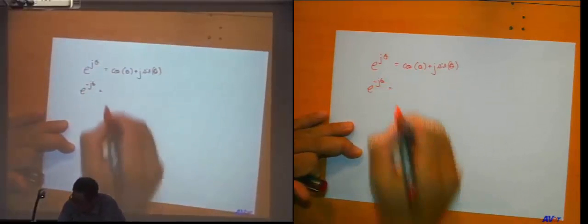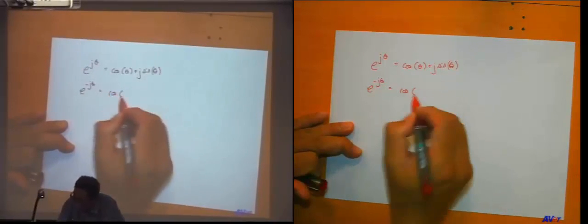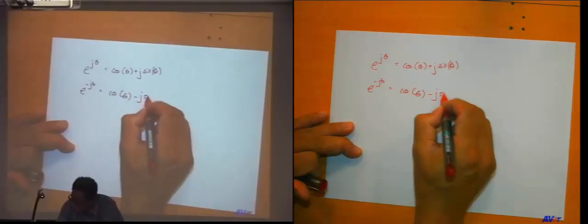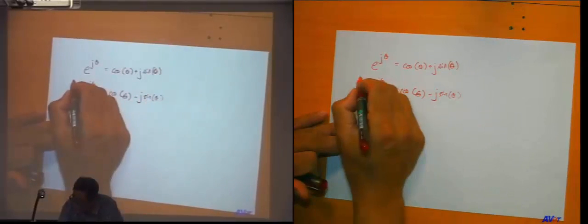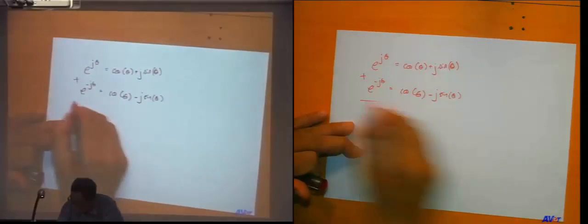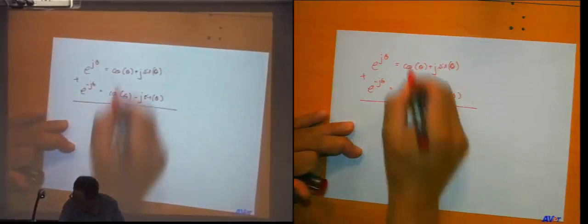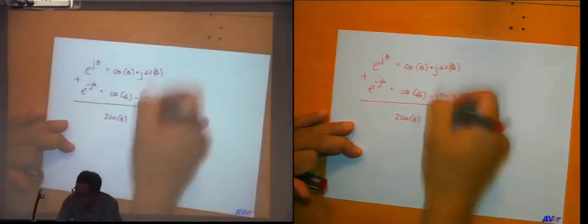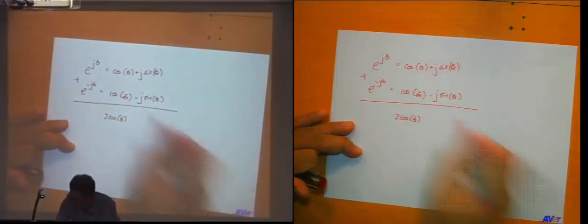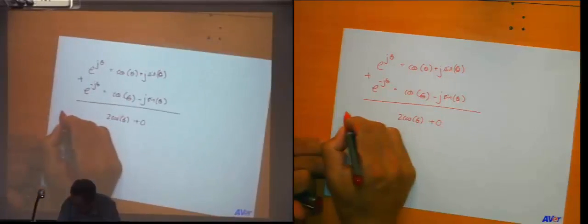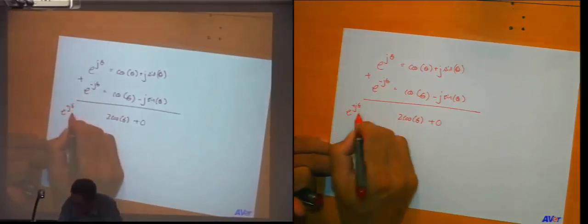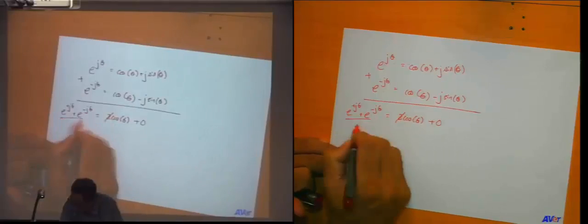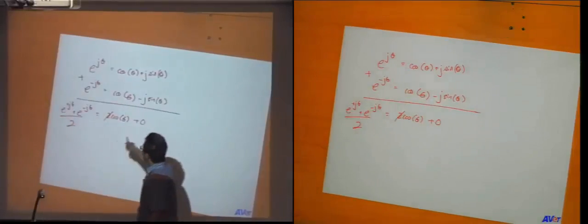Okay, e to the minus j theta equals cos theta minus j sin theta. Then if I want to add these two up, what will happen? Cos and cos is 2 cos theta, right? The complex part is gone. So e to the plus j theta plus e to the minus j theta, I don't like the 2. What do I have? Cos theta representing.